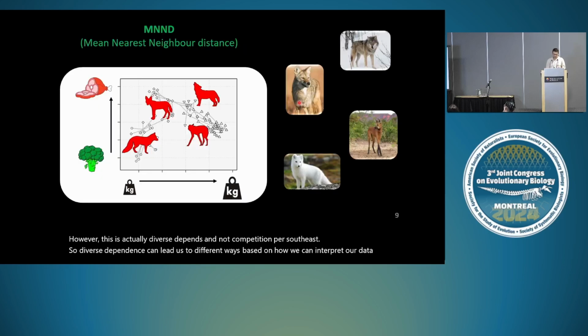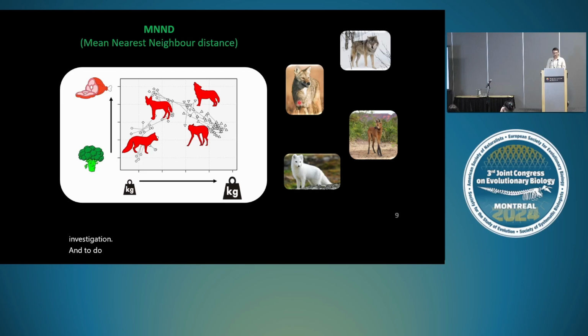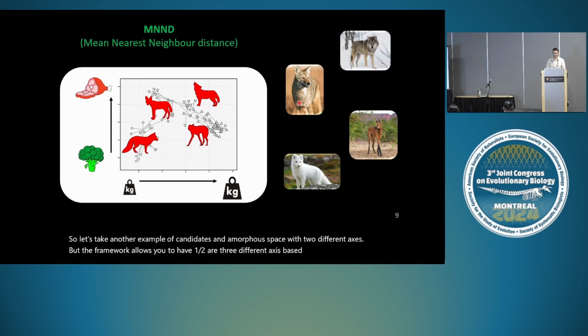So one of the main goals in our study here is to try to bring to the table a more direct way to measure competitive interactions within lineages, and then apply this framework to different families of the Carnivora order to understand how competition can actually shape their diversification. And to do that, we use the morphospace. So let's take now an example with canids and a morphospace with 2 different axes. But the framework allows you to have 1, 2, or 3 different axes based on how many traits you have.